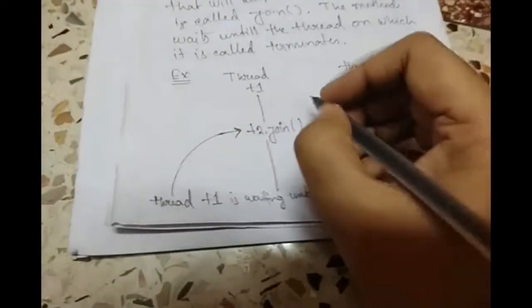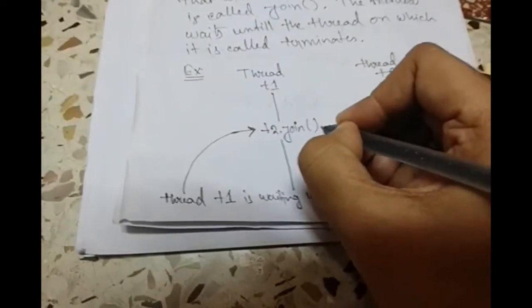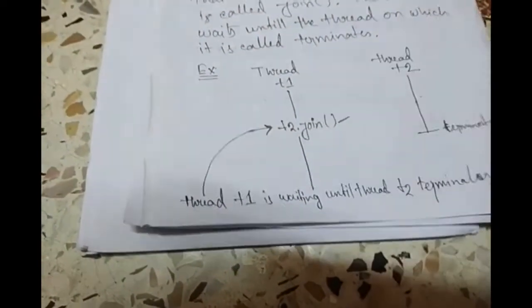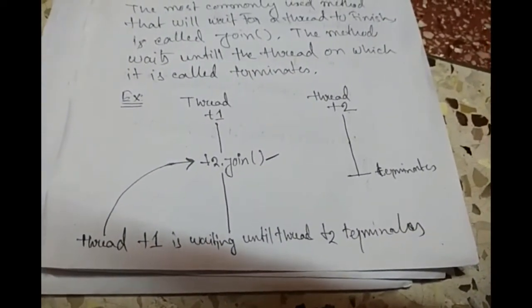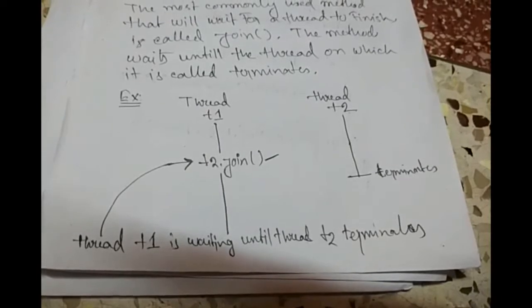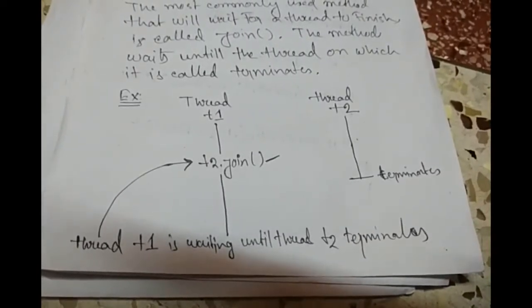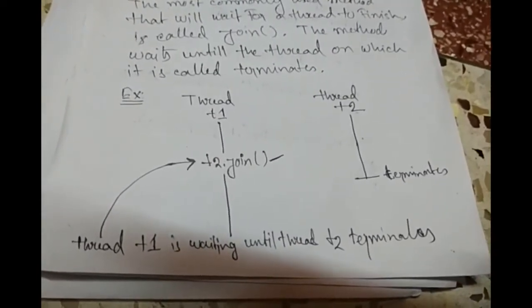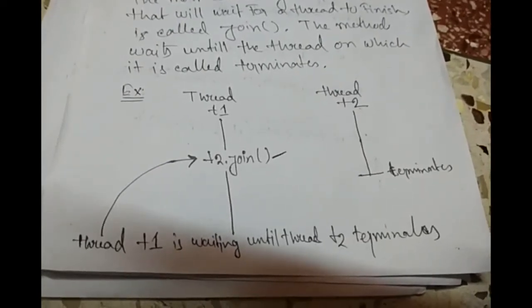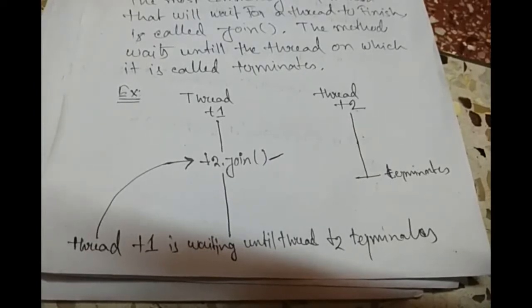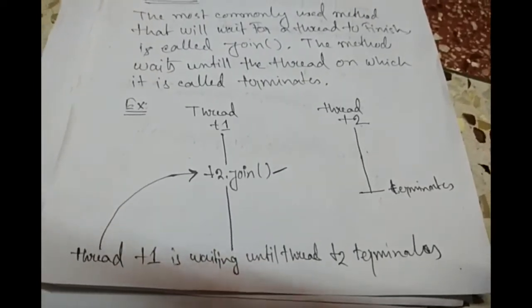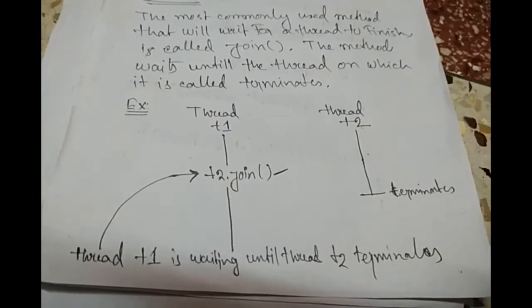That means at that particular line, T1 executes and it waits for T2 to complete its execution, and then T1 resumes its task. So thread T1 is waiting until thread T2 terminates, and this is the actual utility of join.